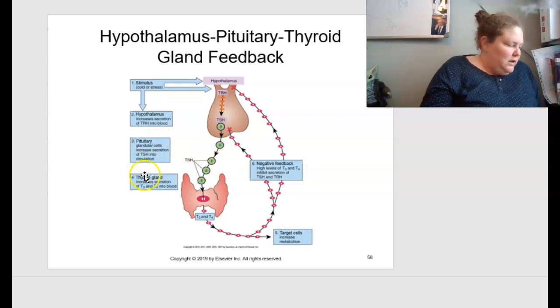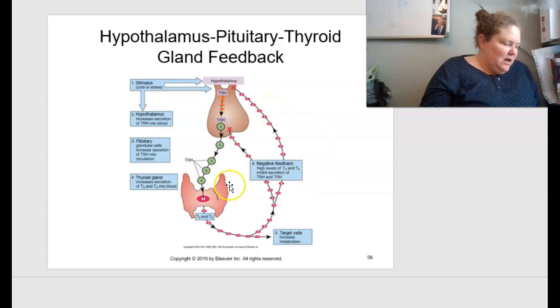And then in 4, here we have the thyroid gland, and this is going to increase secretion of T3 and T4 into the blood. And so you can see that these little red dots are going to have increased circulation, right, into the blood. Then down here in 5, the target cells are going to increase the metabolism. And then in 6, we have that negative feedback come back. And this is where there's going to be high levels of T3 and T4 that are going to inhibit the secretion of TSH and TRH, okay?